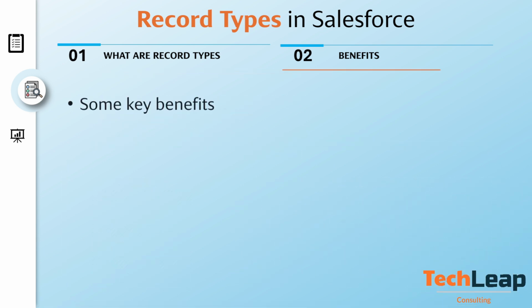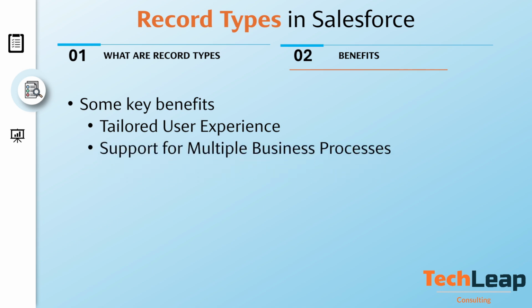Right? So what are the benefits? Some of the key benefits are, as I mentioned, a tailored user experience. The sales team can have a different experience, whereas the service and legal teams can have a different experience on the same object when they're interacting. They can have multiple business processes to facilitate account creation. The sales team can have a different process and different stages of account verification, whereas service and legal can have different verification processes.